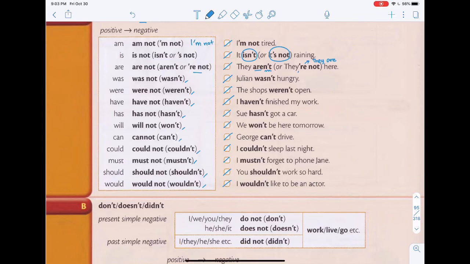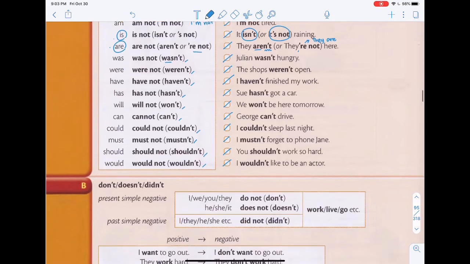So essentially, it is only for is and are that you have the option of becoming isn't or apostrophe s not, and then are becomes aren't or apostrophe are not. For the others, it is fairly straightforward. Was becomes wasn't. So it's just an apostrophe T. It's only for is and are that you have the option to choose which one you want to use.